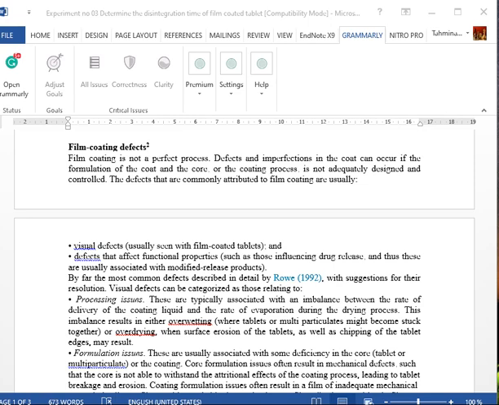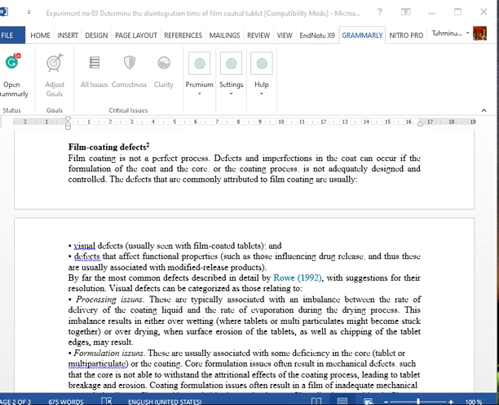Number 1, processing issues. They are typically associated with the imbalance between the rate of delivery of the coating liquid and the rate of evaporation during the drying process. This imbalance results in either over wetting or over drying, when surface erosion of the tablet as well as chipping of the tablet edges may result.